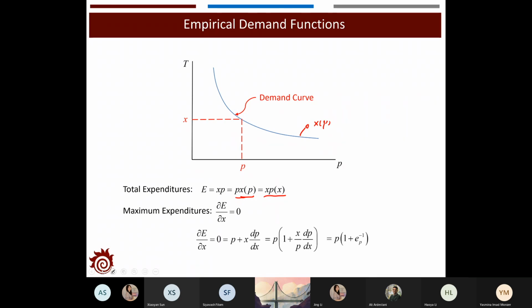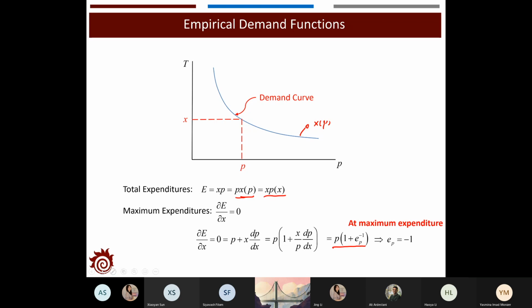With this, it can give you a simplified equation. So partial E over partial x will be p times (1 minus E_p to the power of minus 1). So this is related. It indicates that the maximum expenditure is related to the price as well as the price elasticity.